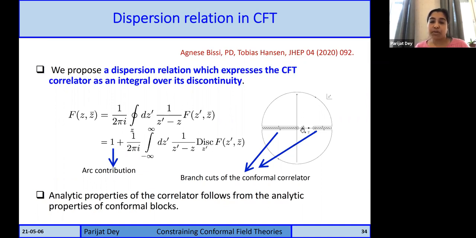And since we now know the branch cut structure of this, we deform this initial contour and get this larger contour which encircles the branch cut. And now when we do this, we have the arc contributions plus this part which comes from this discontinuity. So this arc contribution is 0. I will show you why.